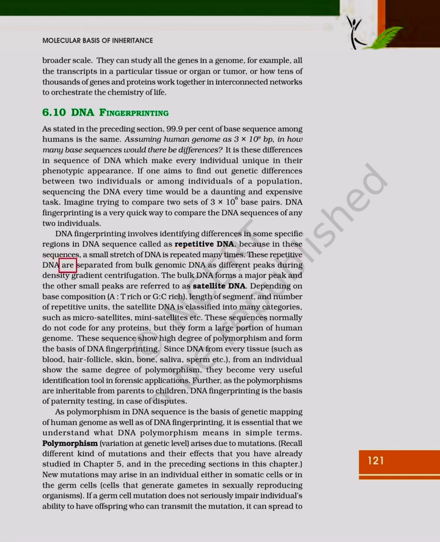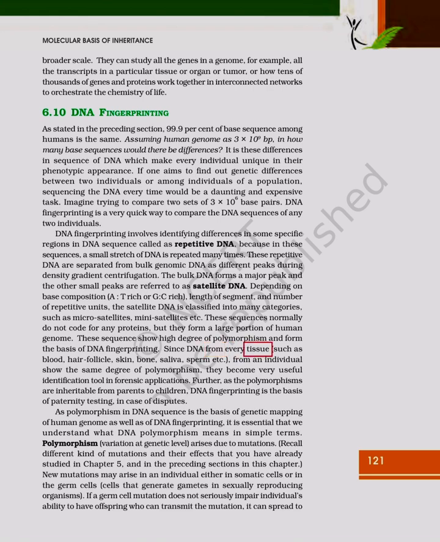These repetitive DNA are separated from bulk genomic DNA as different peaks during density gradient centrifugation. The bulk DNA forms a major peak and the other small peaks are referred to as satellite DNA. Depending on base composition, A, T-rich or G, C-rich, length of segment, and number of repetitive units, the satellite DNA is classified into many categories, such as microsatellites, mini-satellites, etc. These sequences normally do not code for any proteins, but they form a large portion of the human genome. These sequences show a high degree of polymorphism and form the basis of DNA fingerprinting.